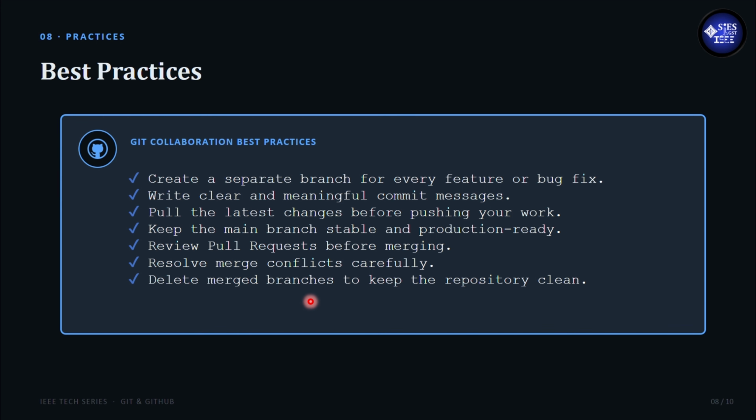Before pushing your work, always pull the latest changes from GitHub. This helps you stay updated and reduces the chances of merge conflicts. Also, do not skip pull requests. They allow teammates to review your code before it becomes part of the project. Finally, once your work has been merged, delete old branches that are no longer needed. A clean repository is much easier to manage. These small practices might seem simple, but they are followed in almost every professional software team.